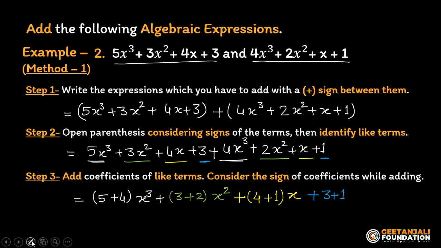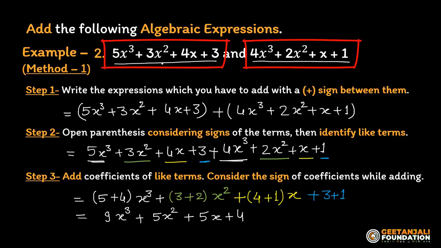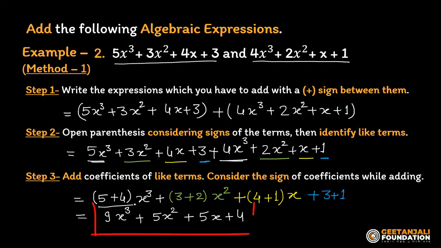So I have done the basic part. Now I will simplify it. So 5 plus 4 is 9x cubed. 3 plus 2 is 5x squared. 4 plus 1 is 5x. 3 plus 1 is 4. So after adding these algebraic expressions, we got this answer. The sum of the two given algebraic expressions is 9x cubed plus 5x squared plus 5x plus 4.